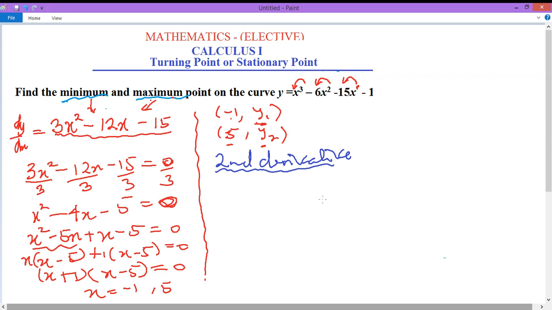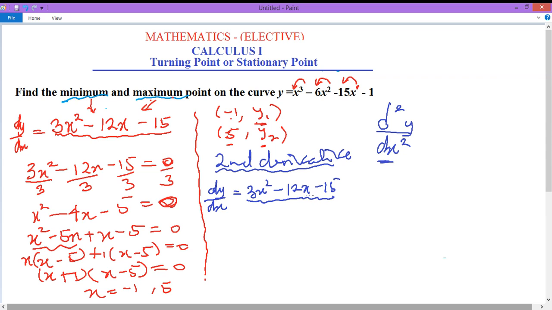You differentiate, then the result that you have, you differentiate it again. Then you get the second derivative. The notation for the second derivative is written as d squared y over dx squared. So when you see something like this, it means it's a second derivative. This is not the gradient function from the first derivative. We know that when we differentiate the first time, we obtain 3x squared minus 12x minus 15. To obtain the second derivative, we differentiate this function again, not the original function. We differentiate what we have obtained again.